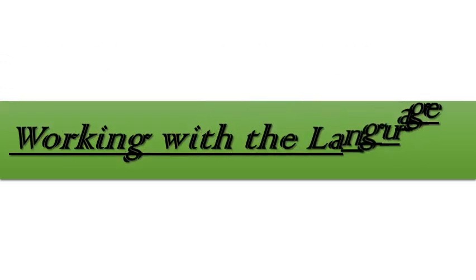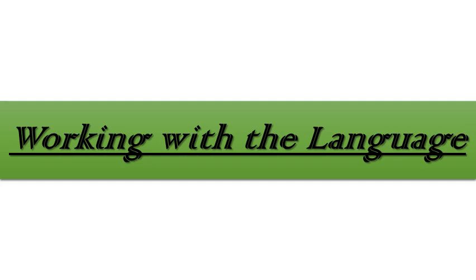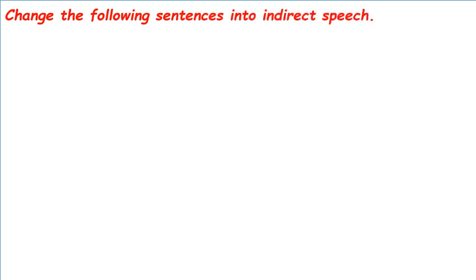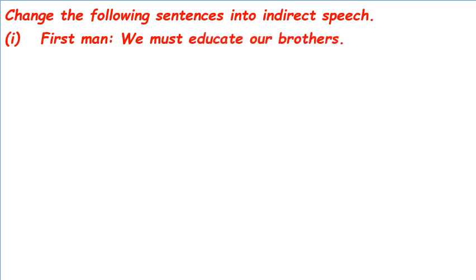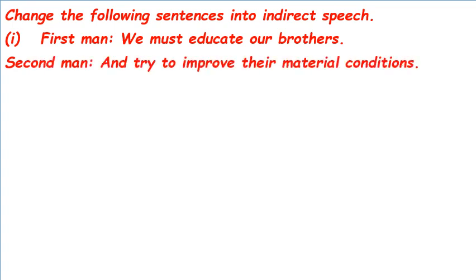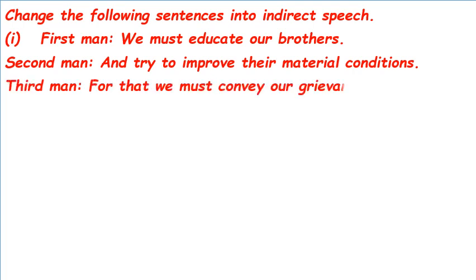So now let's discuss the question of working with the language. Question is, change the following sentences into indirect speech. Number 1. First man: we must educate our brothers. Second man: and try to improve their material conditions. Third man: for that we must convey our grievances to the British Parliament.